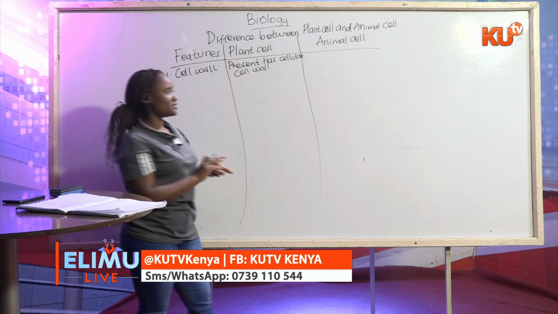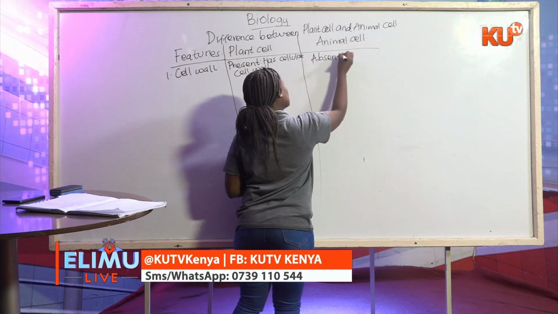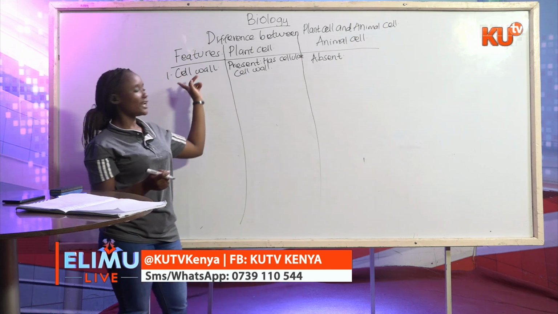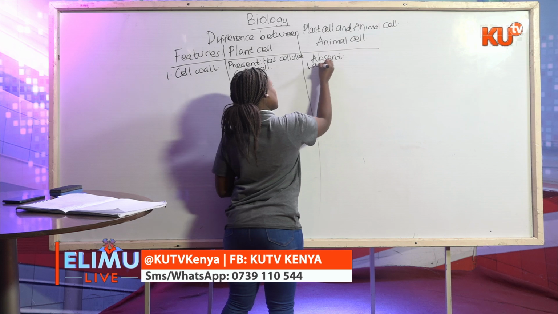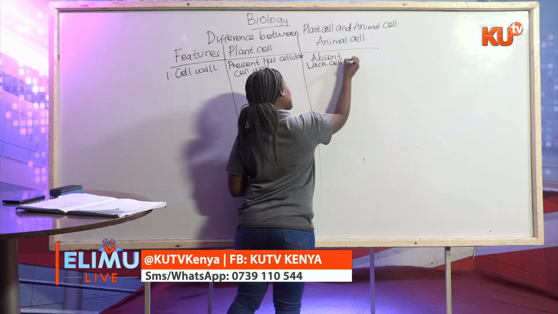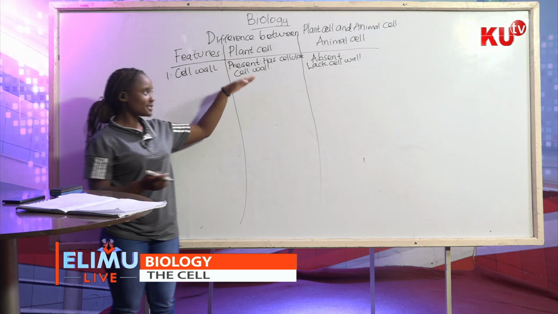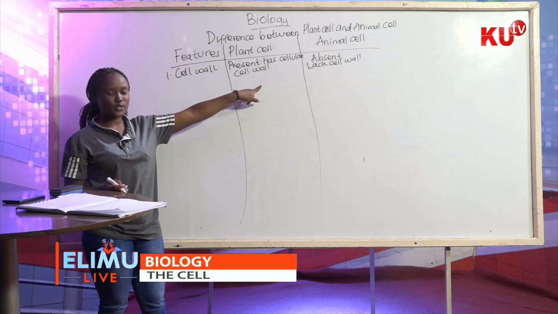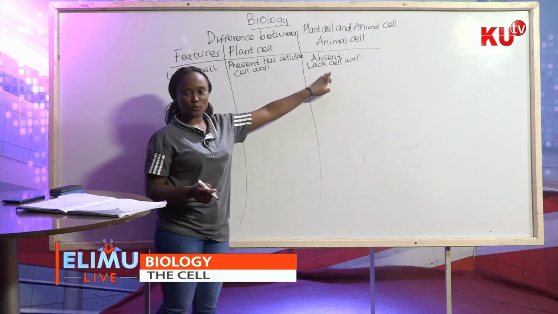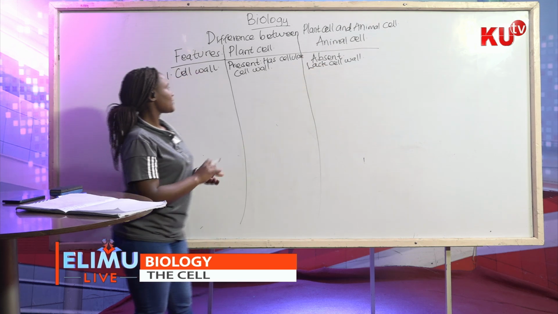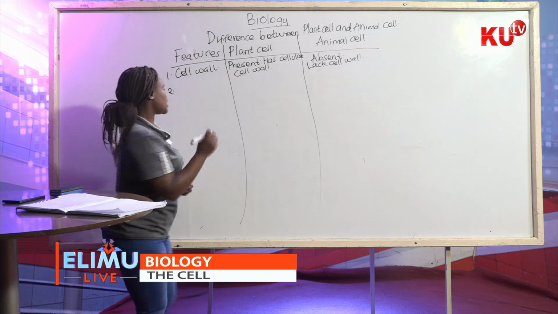In animal cell, the cell wall is absent. So we write here absent. In animal cell, we lack the cell wall, which is the same as absent. So plant cell has a cellulose cell wall, and animal cell lacks a cell wall, which is absent. And then we go to number 2. Our next one is the shape.